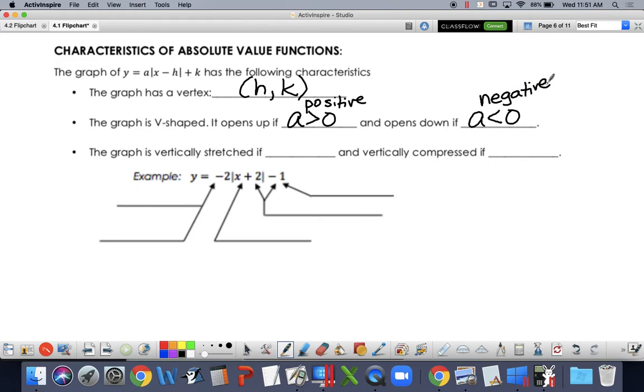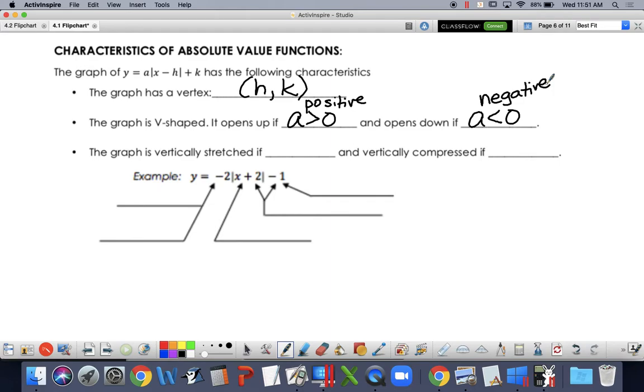So before, we would talk about how the graphs would be reflected in the x-axis. Well, now that's just going to tell us what our orientation is. Is it up or is it down? We don't necessarily have to explain it as a reflection.